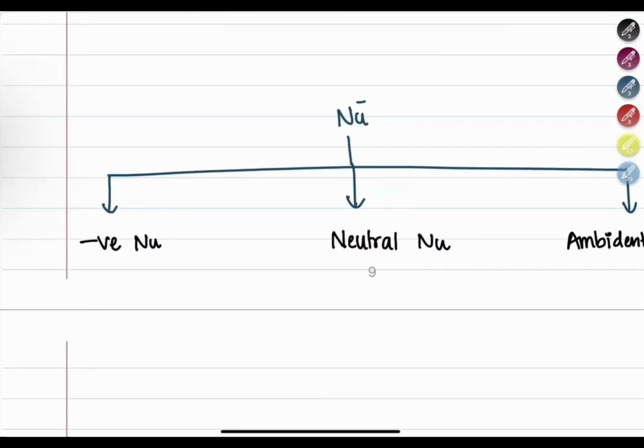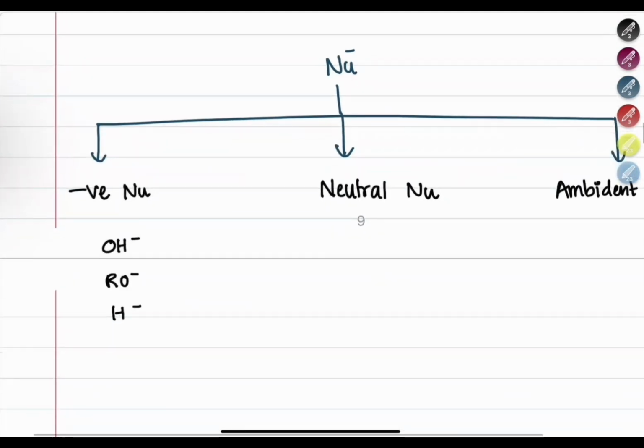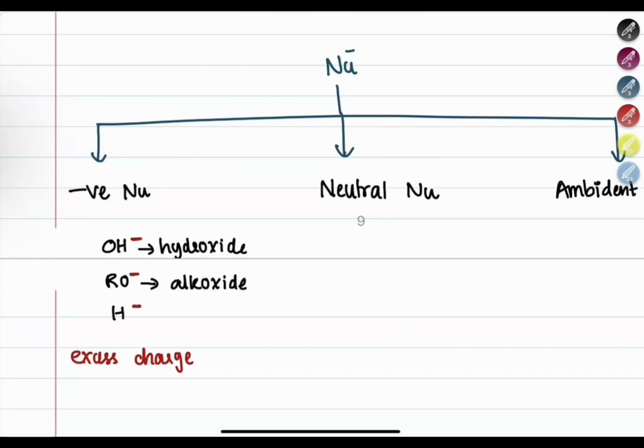For the negative nucleophiles, the examples are OH minus, RO minus, H minus, all of this. In all these molecules, we can see the excess charge present in the molecule. So here, this negative charge is acting as the nucleophile. The OH minus is called hydroxide ion, RO minus is called alkoxide ion, and H minus is called hydride ion. In all these, the excess negative charge will act as the nucleophile.